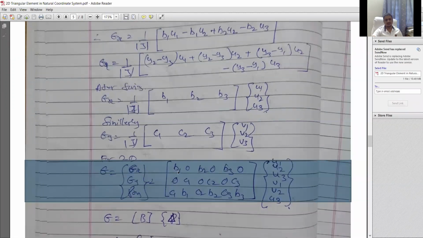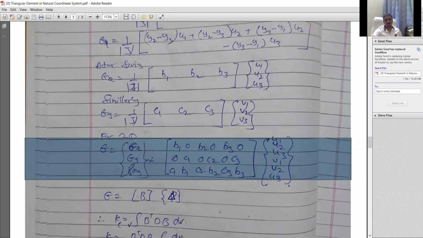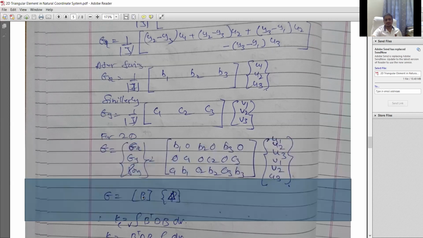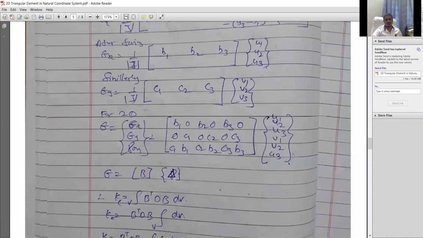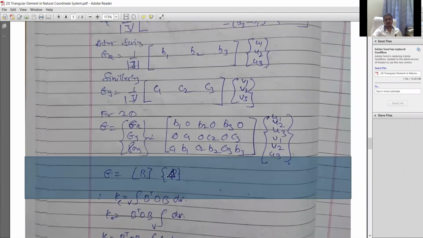So your epsilon x is nothing but B1 into u1 plus 0 times this one. I think I have written it wrongly over here. This should be u1 v1, u2 v2, u3 v3. Accordingly, you are going to get this as B1 into u1 plus B2 into u2 plus B3 into u3. So like this, now we can get the matrix over here. This particular matrix, that is B1, C1, all those things, is called your strain displacement matrix, which is generally denoted by the notation B. And this will be multiplied with your delta matrix. Delta is your displacement matrix.